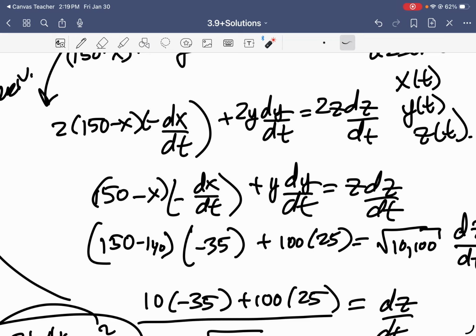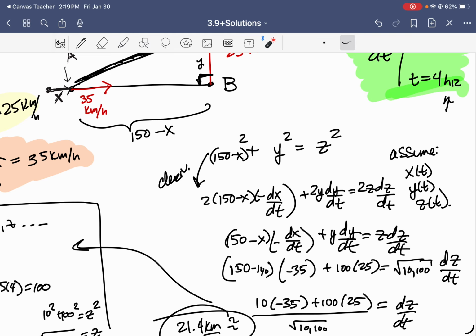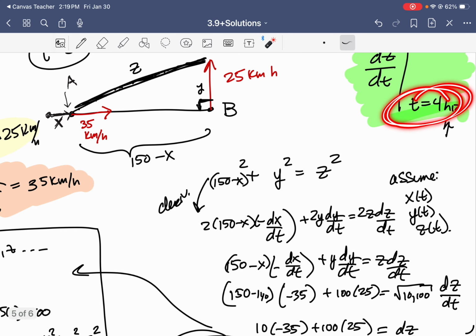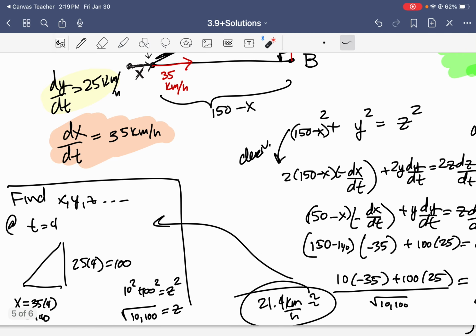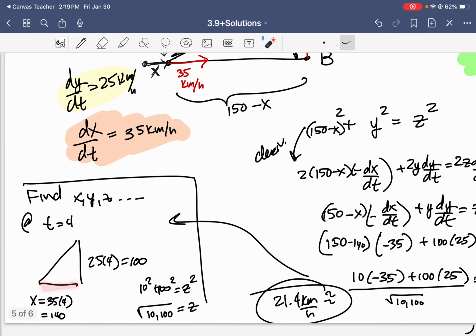Well, they gave us dx dt is 35. Let's see, they want to know after 4 hours. Well, let's think. After 4 hours, this has gone 25 times 4, or 100. After 4 hours, the distance that this thing has gone this way at 35 kilometers an hour, 35 times 4 is 140. So the distance that's left is 150 minus 140. So we've only got a little distance left of 10. So that means that this distance down here is just going to be 10.